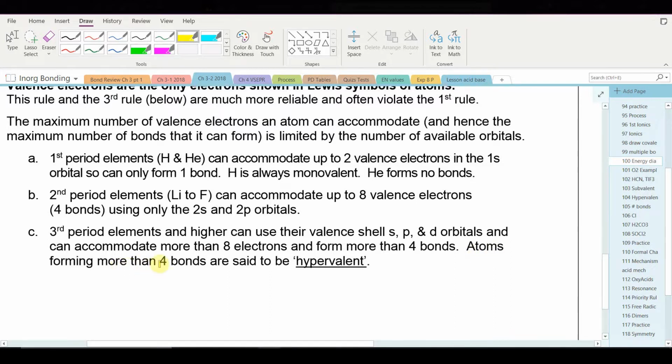Atoms that have more than 4 bonds are said to be hypervalent. Like a hyperactive child runs around super fast, a hypervalent atom can have more than 4 bonds, more than 8 electrons. In fact, some can have up to 7 bonds.